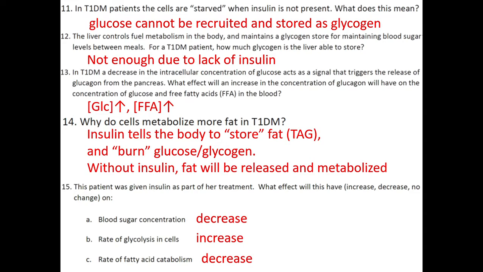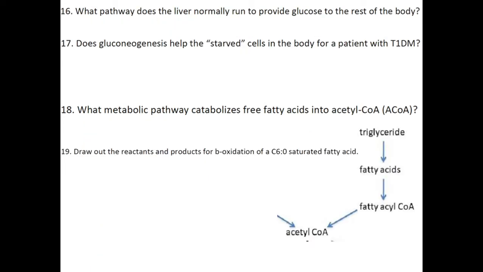Alright, so this picture actually includes all those three important things that we are going to talk about in part 2. Oh, it doesn't include gluconeogenesis. So gluconeogenesis is the reverse process of the metabolism of glucose. So that is the regeneration of glucose. So again, we're going to talk about that in question number 17. So look at question number 16. What pathway does the liver normally run to provide glucose to the rest of the body?